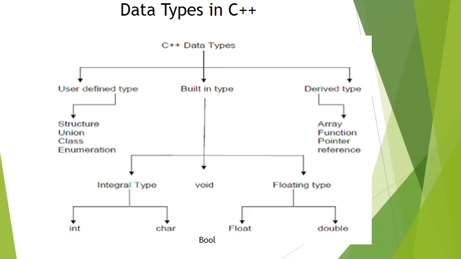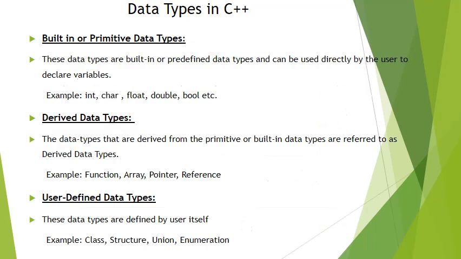And the second category is derived data type. The examples for derived data types are array, function, pointer, and reference. And the third category is user-defined data type. Structures, union, class, and enumerated data types belong to the category user-defined data type. Now we can go through the data types in detail.